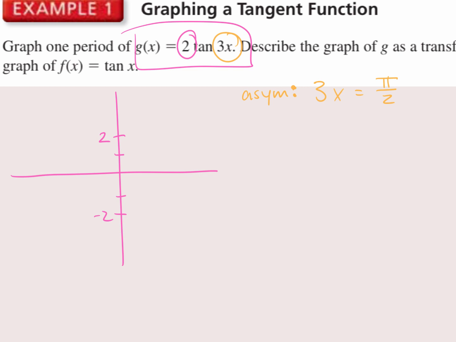So how would I solve for x? Divide by 3. What do I do when I have a fraction in a fraction? Keep, change, flip. So I'd make it 3 over 1, but flip it to 1 over 3. So when I multiply here, we get pi over 6. So these are my asymptotes. I'm going to have a dotted line at pi over 6. And what do you think my asymptote on the left side is going to be? Negative pi over 6. Don't forget to put the dotted lines. That is part of your graph. You need the asymptotes.